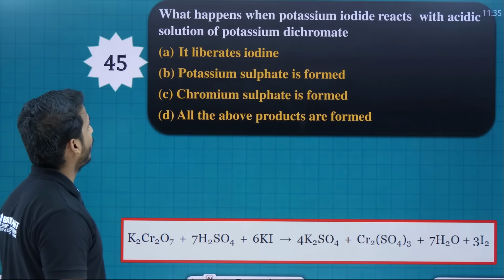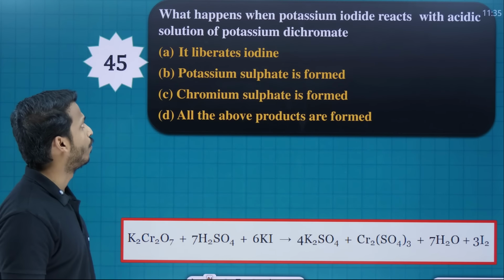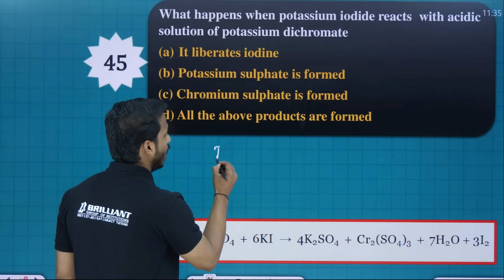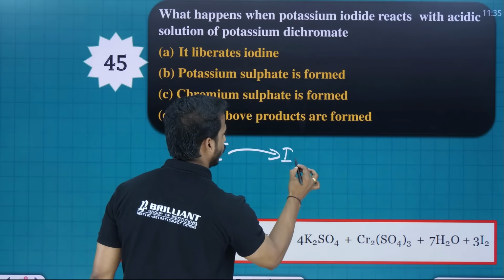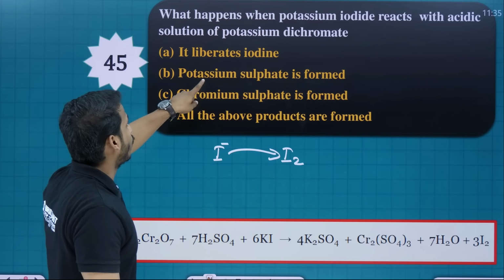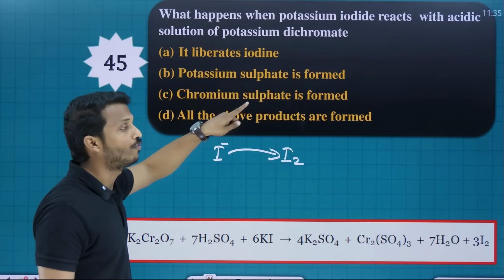Next one. What happens when potassium iodide reacts with the acidic solution of potassium dichromate? We discussed potassium dichromate converts iodide to what? Iodine. Yes, correct, it will liberate iodine. Potassium sulfate is formed. Chromium sulfate is formed. All of the above.